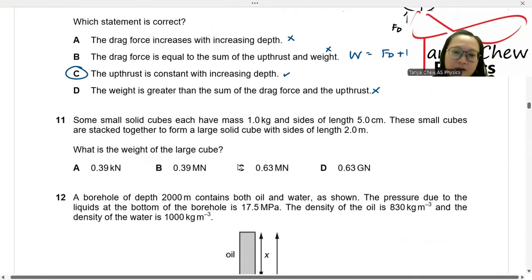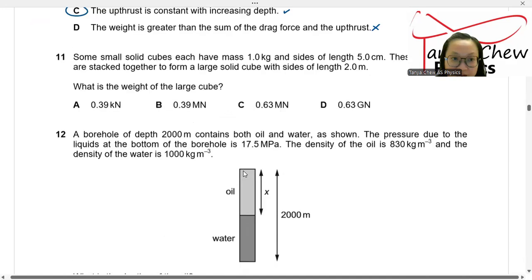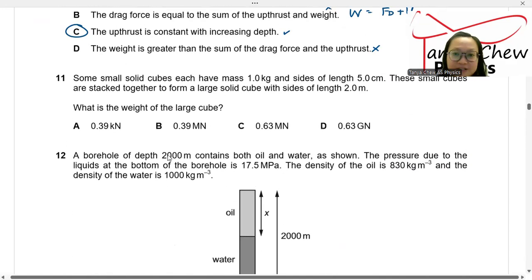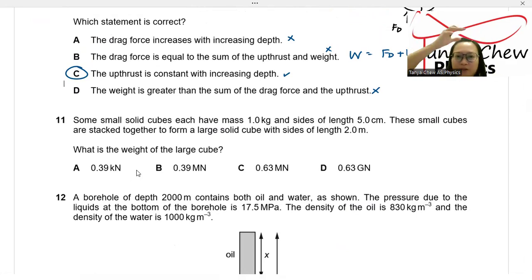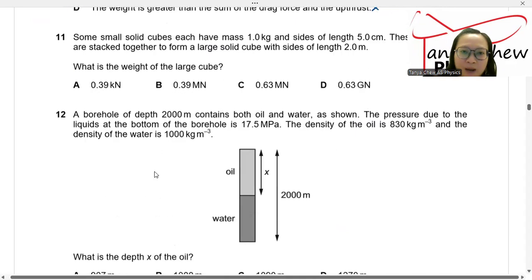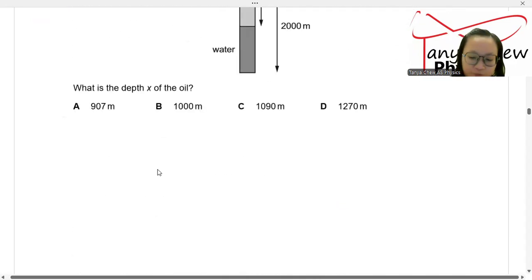Now, number 11. Number 11 seems to be a bit complicated. I'm going to do it down here later because I don't have space here. Number 11, some small solid cubes, each have mass 1 kilogram and size of length 5 cm. These small cubes are stacked together to form a large solid cube with size of length 2 meter. What is the weight of the large cube? You know why they give you the length? Okay, I'm going to do number 11 right here. Easier for me to do it.